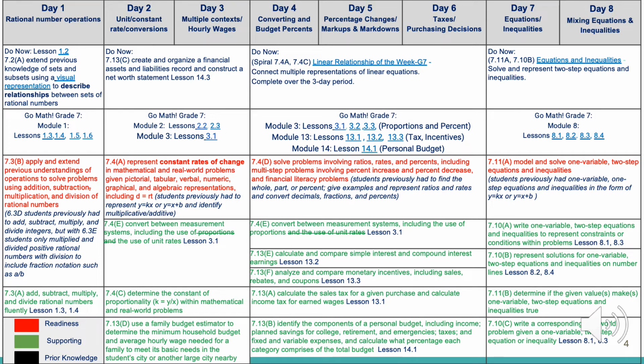There are a few do-nows that are already identified. You'll focus on 4 main readiness standards that will be identified in red. The green are your supporting standards, and the black text indicates any prior knowledge and vertical alignment from the 6th grade TEK to the 7th grade TEK.